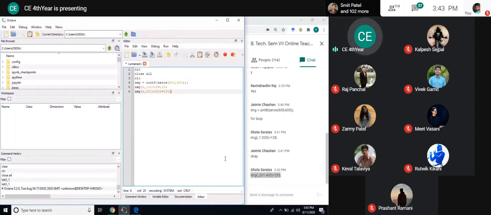So now one more thing is required. I will change it to 401 to 600. It should be not 0, but it should be 50. Okay, so now three values are defined. And if I write imshow, I'm going to get the desired image. Let us see.